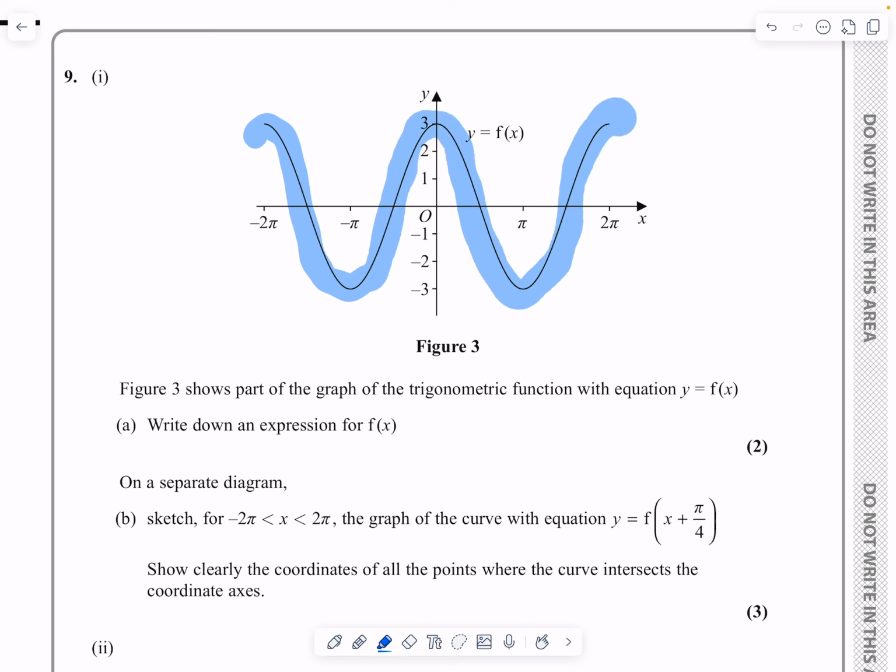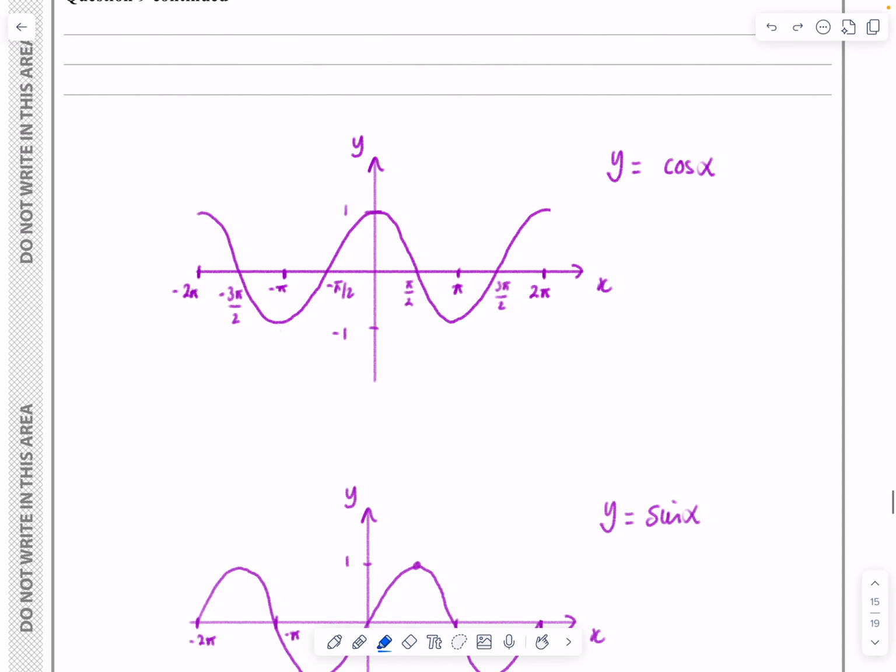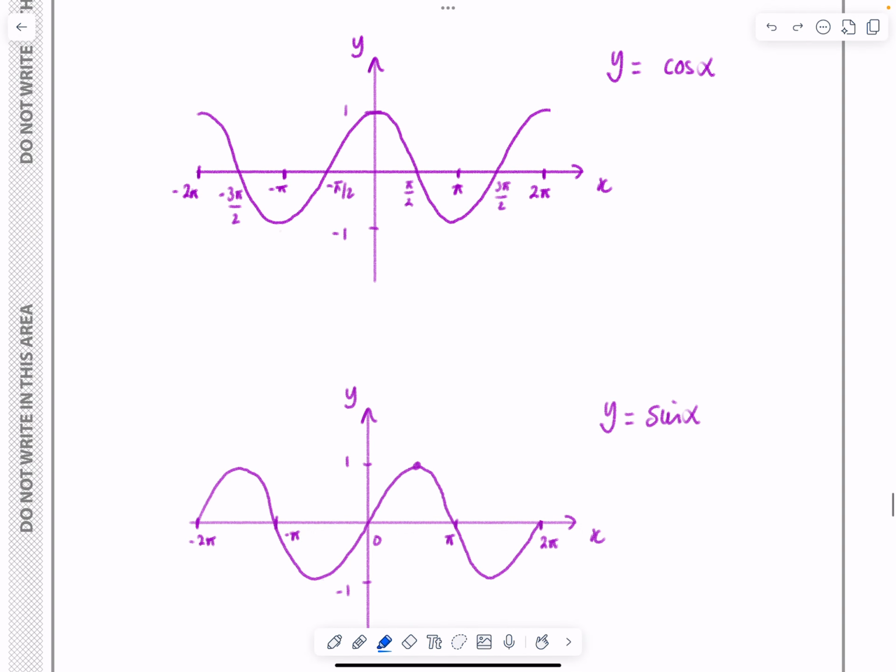What I'm going to point out on this original graph is the fact that those two are 3 and minus 3, but we still have that the graph goes between 0 and 2 pi. If I compare that with my graph of cos x, which I've just drawn down here, graph of cos and sine for comparison purposes, we can see that the only real difference between cos x and the graph that we've got is that we've got plus and minus 1 rather than plus and minus 3. So that indicates that the original graph has been stretched by a scale factor of 3 parallel to the y-axis.